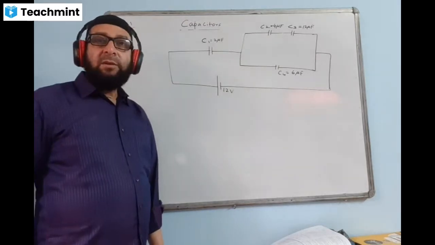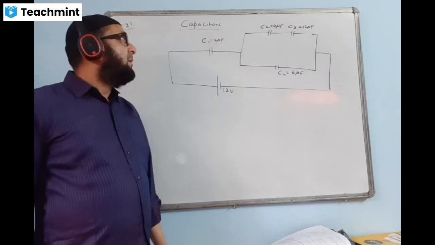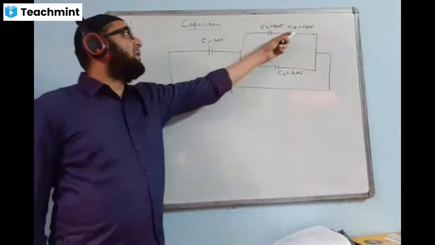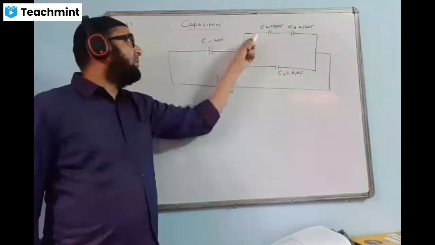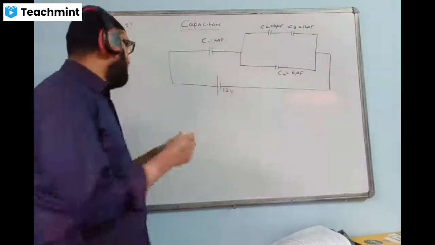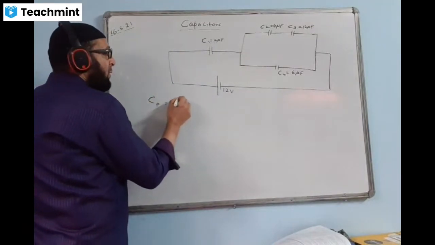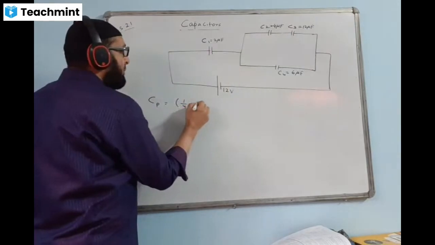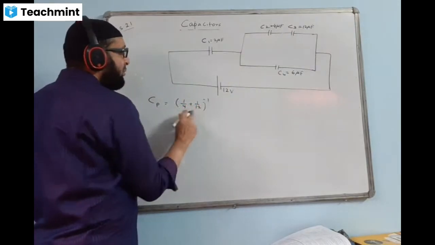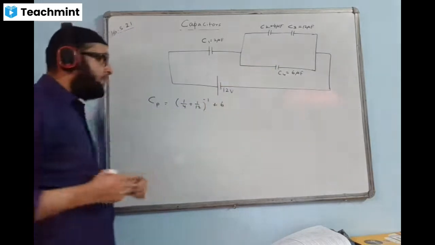What we will do at first, we will find the total capacitance. We see these two are in series and they are in parallel with this. First, we find the capacitance of the entire parallel part. You can write Cp equal to this plus this, that is 1 by 4 plus 1 by 12. They are in series, so we use the series formula for this one.